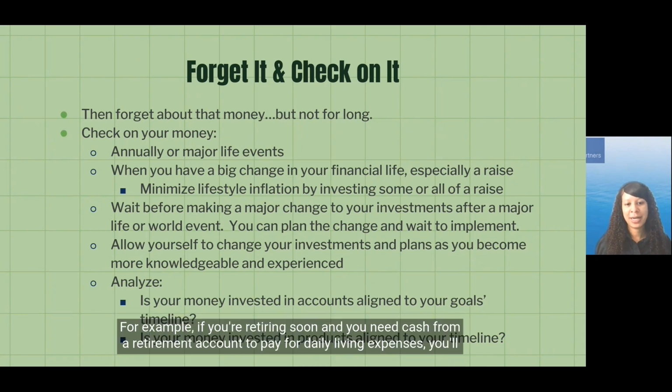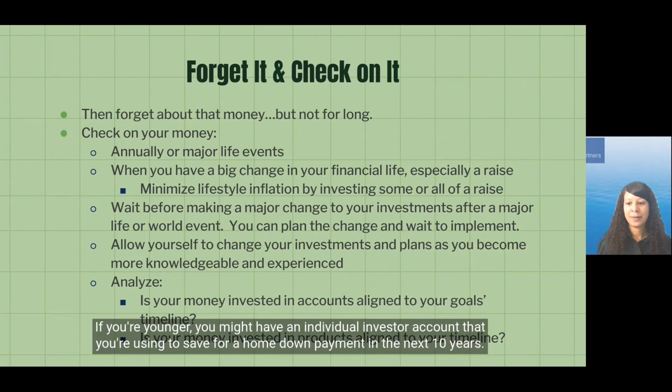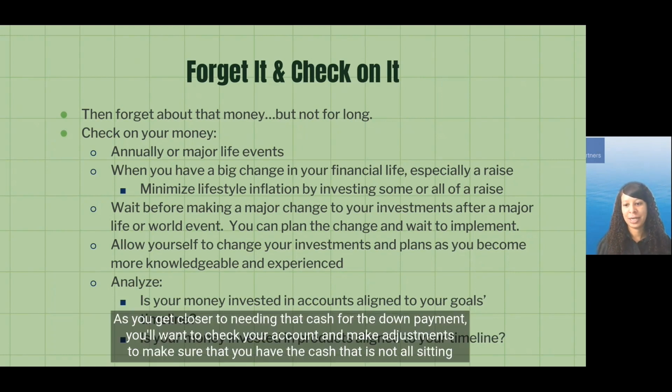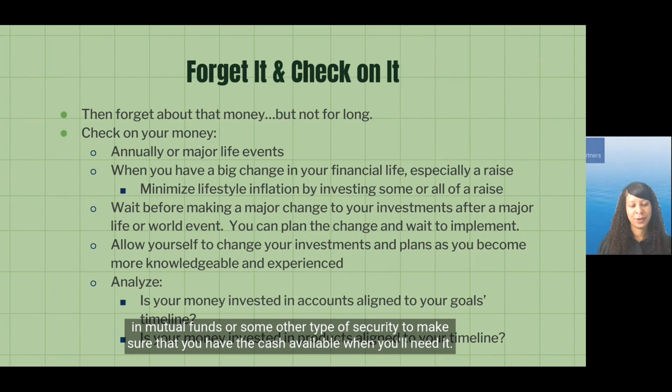For example, if you're retiring soon and you need cash from a retirement account to pay for daily living expenses, you'll want to make sure that you have enough cash as opposed to other investments to make withdrawals from the account. If you're younger, you might have an individual investor account that you're using to save for a home down payment in the next 10 years. As you get closer to needing that cash for the down payment, you'll want to check your account and make adjustments to make sure that you have the cash, that it's not all sitting in mutual funds or some other type of security, to make sure that you have the cash available when you'll need it.